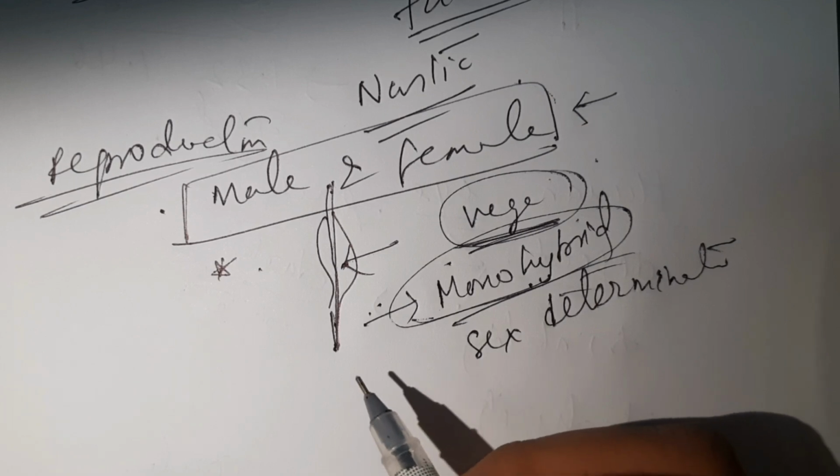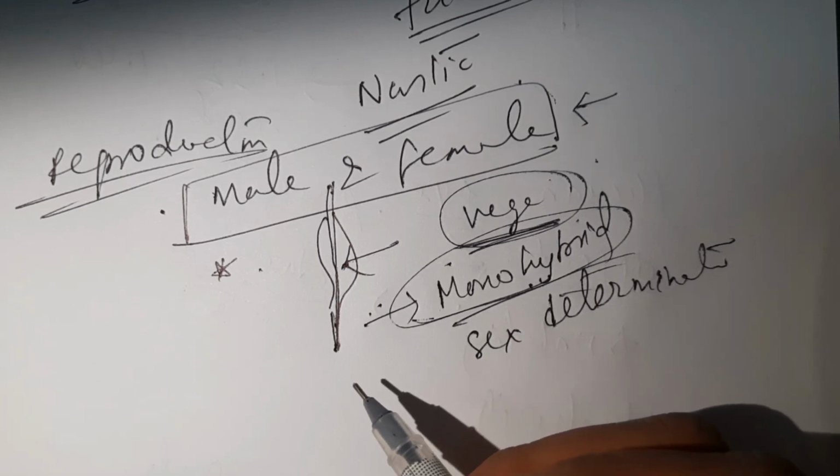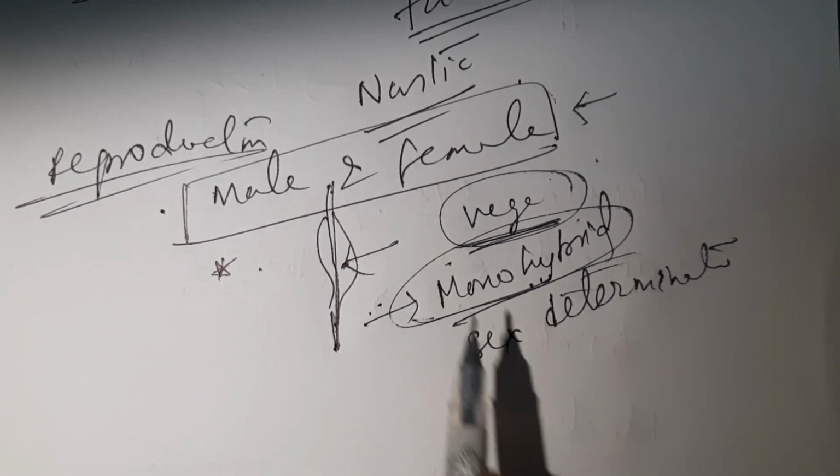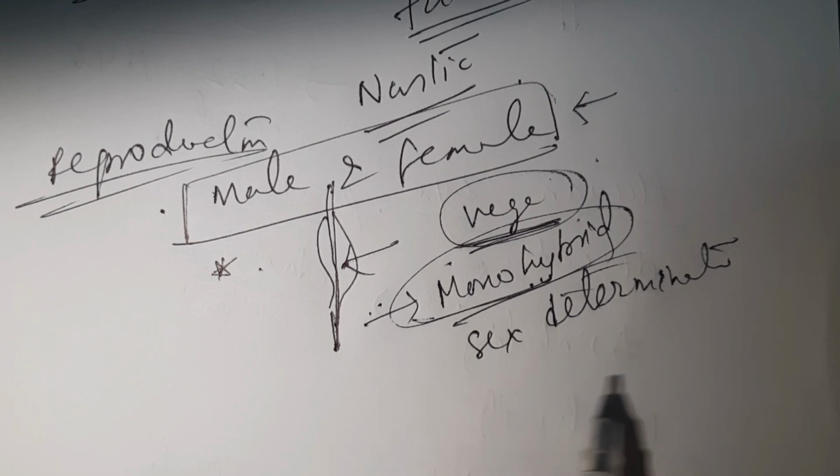heredity chapter, it's a quite simple chapter. Most of the part is deleted. So you can concentrate only on these hybridizations, like monohybrid and then dihybrid cross. And who is the father of heredity? That can be a 1 mark question.